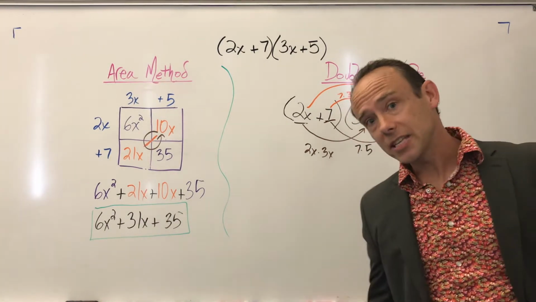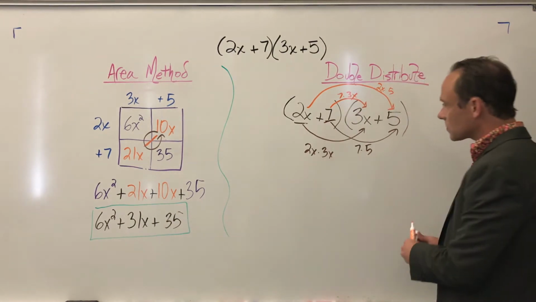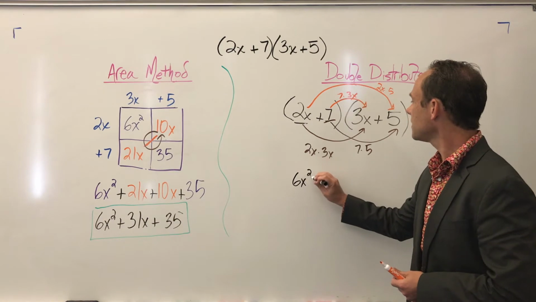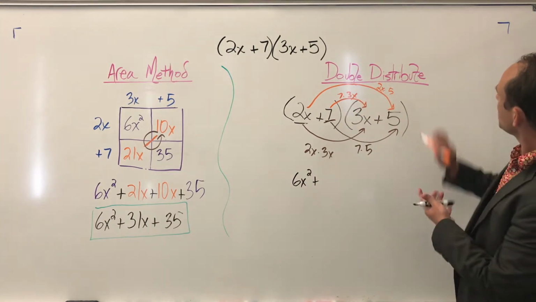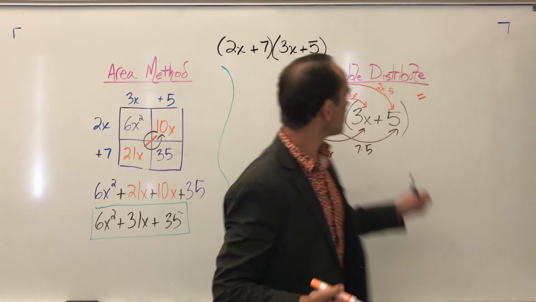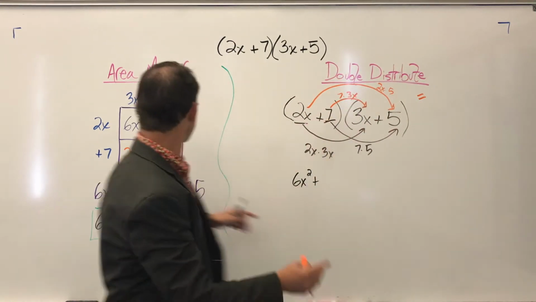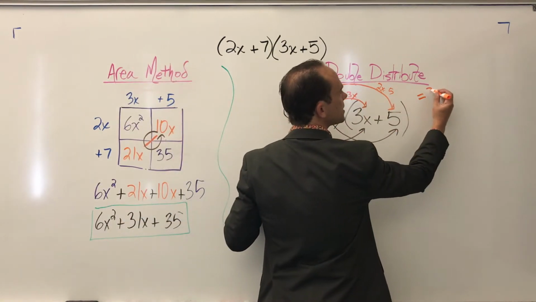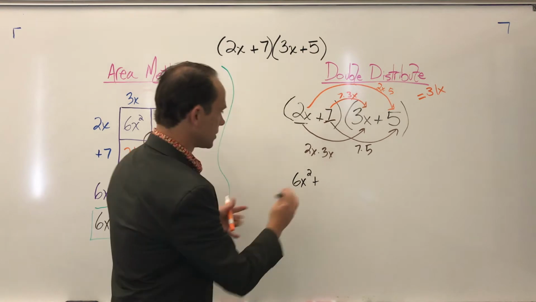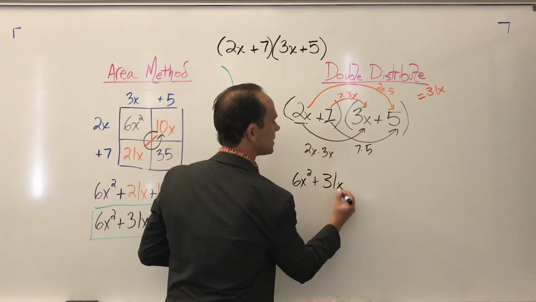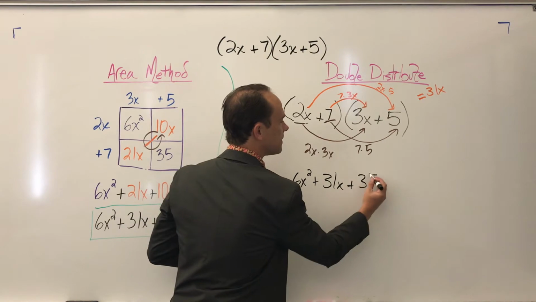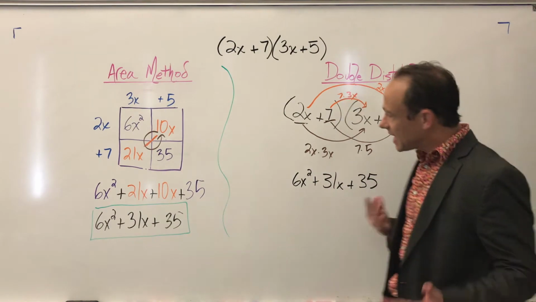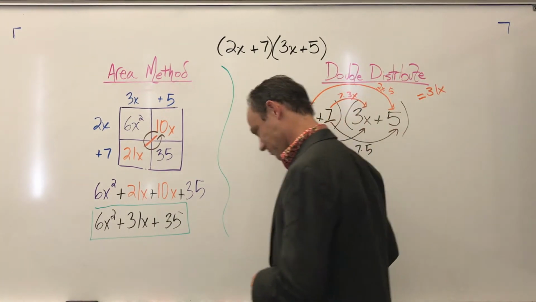All right, so the last step is to add them all together. So we get 2x times 3x is your 6x squared. Now here, what you want to keep in mind is that you'll probably always just add these two. They're very likely going to be your ones that are like terms. So you get 21 plus 10, so that's 31x. So we go plus 31x. And then lastly, plus the 35. And that is the cash money problem. That is how you multiply binomials.